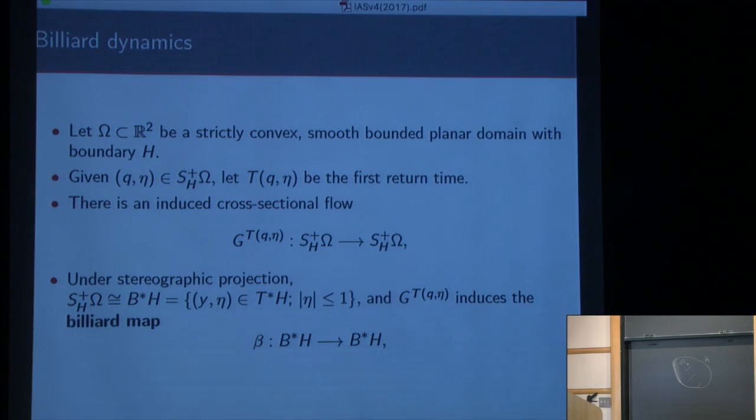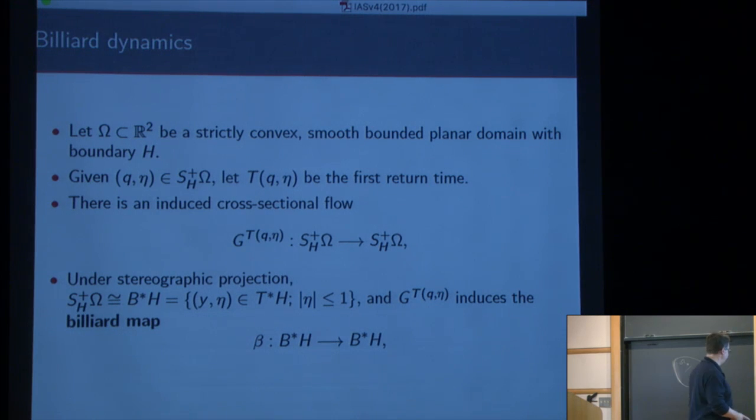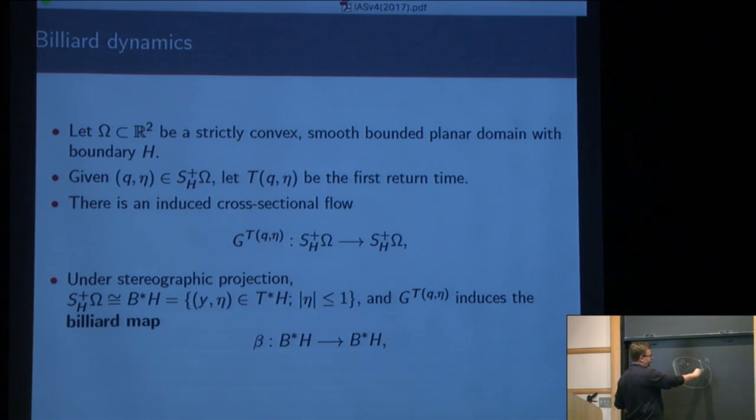And so you can consider the billiard dynamics, right? You basically take a point in the interior cosphere over H. So it's a unit length vector that points into the interior, and you go here, and then you reflect using equal angles, and then you continue, and that determines the billiard dynamics for such a domain. And so there's a cross-sectional flow, which is exactly the billiard flow. So you give yourself an initial unit length direction at the boundary, and you can consider the dynamical system given by the billiard flow.